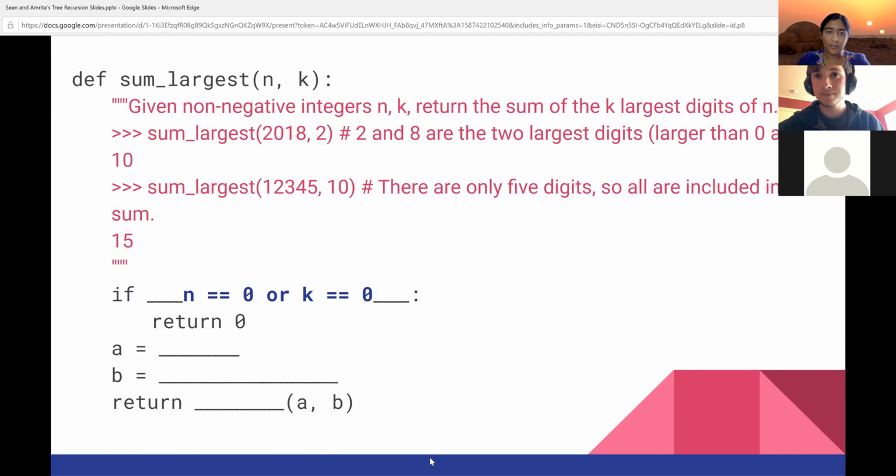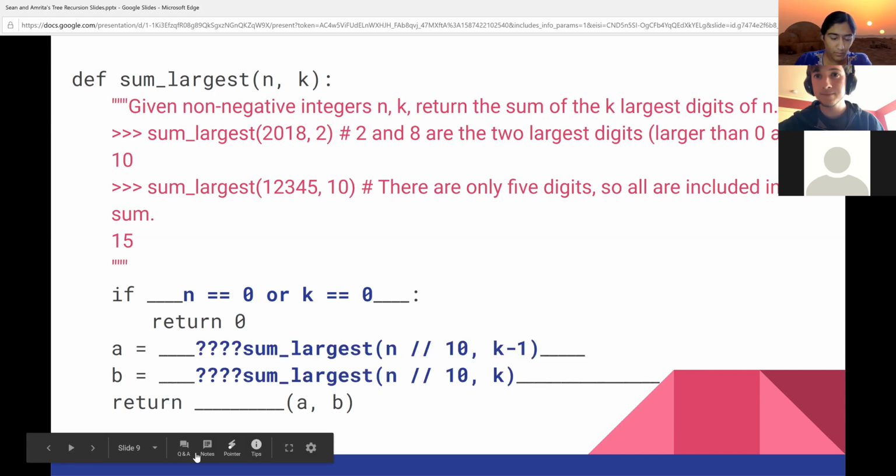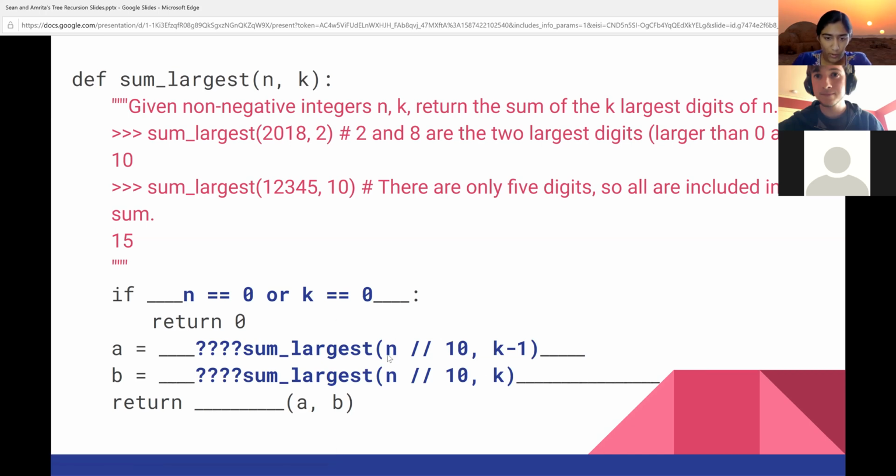Let's say I want 8 to be a part of the sum. What do I need to do? Do I need to multiply it with something? Do I need to add it to something? Yeah, add it back, exactly. So let me go ahead and switch slides. Well, first of all, we know these are going to be potential valid solutions, right? So this is what we're calling, and we've broken this down using n floor divided by 10 and k minus 1.